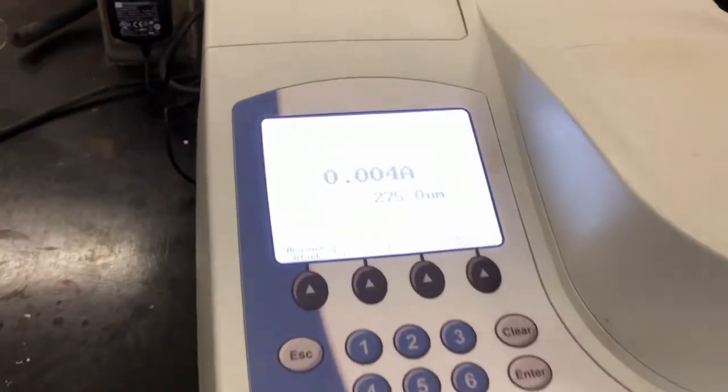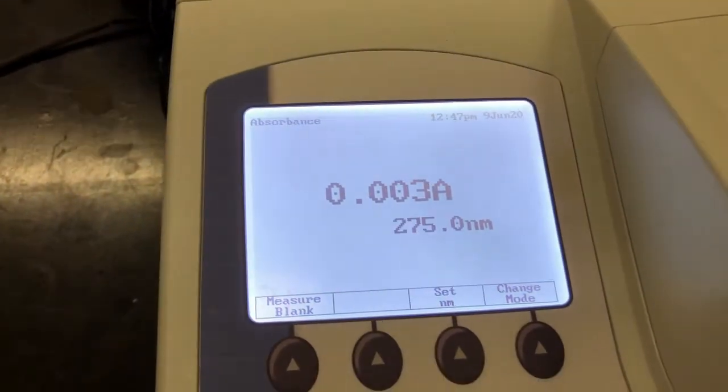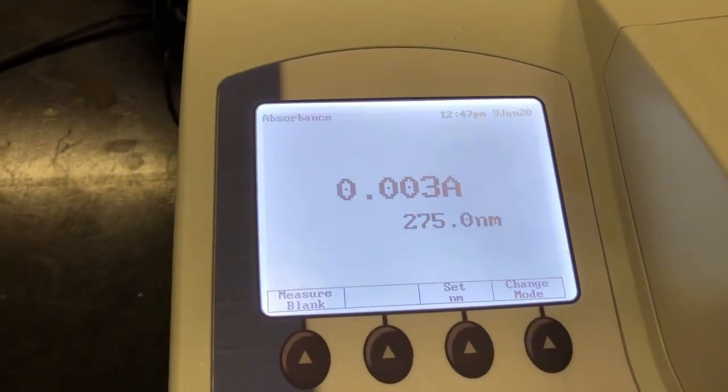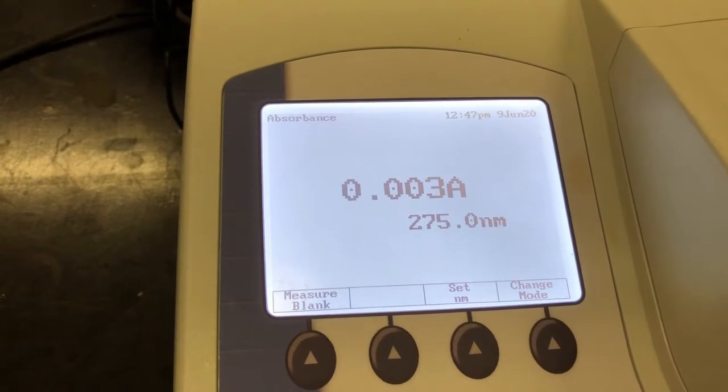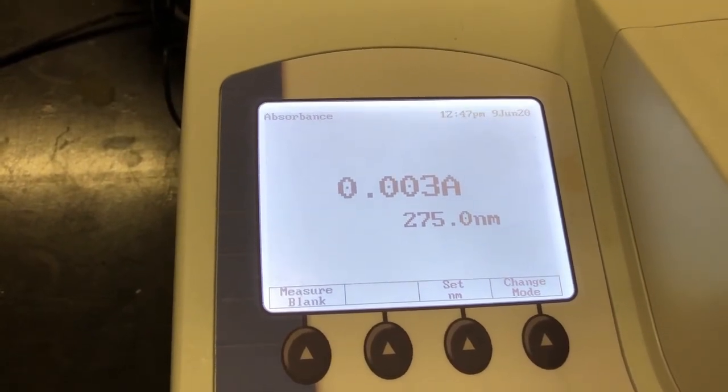Okay. Give that a second, stabilize. So you can see we're getting a very low reading. So we may have some organic matter there.